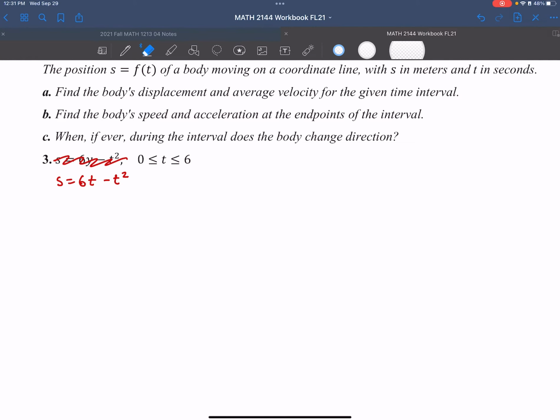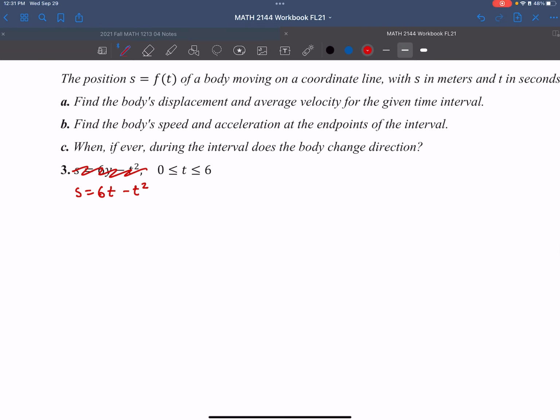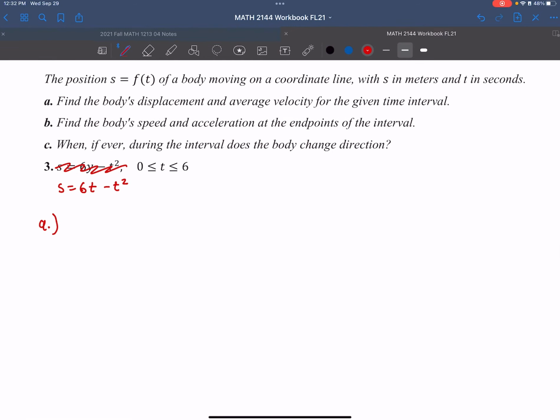So let's go ahead and put some of these ideas together. The position is a function of time, of a body moving on a coordinate line, where s is in meters and t is in seconds. And we're asked three things. We have quite a bit of room, so that's good. So let's go ahead and consider part A. Find the body's displacement and average velocity, keyword average here, for a given time interval. So you can see we have t1 and t2 provided to us.